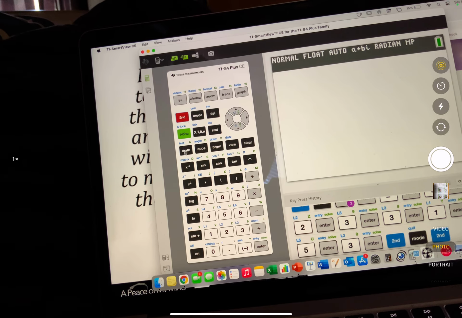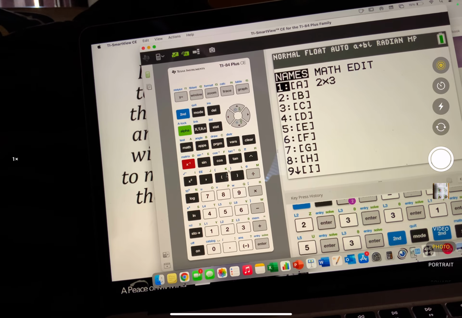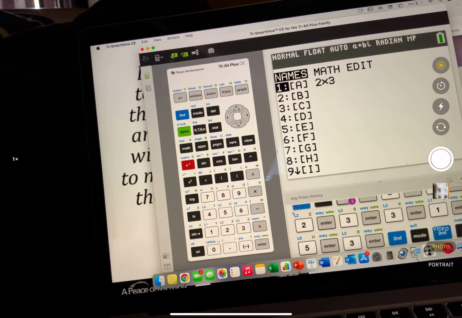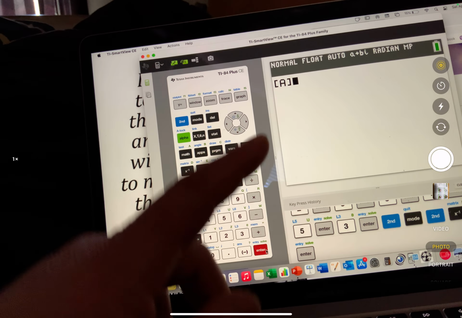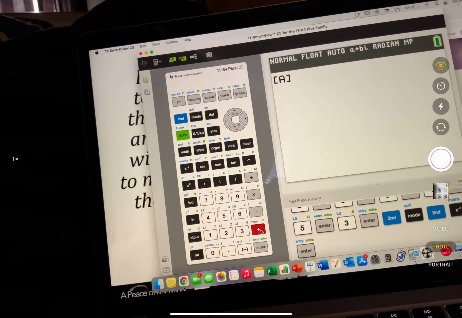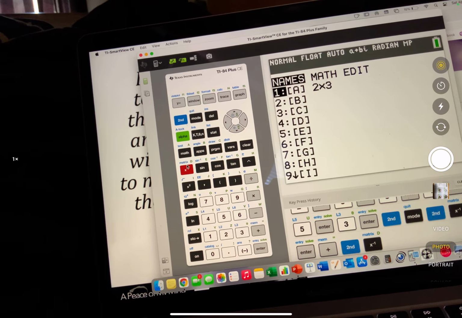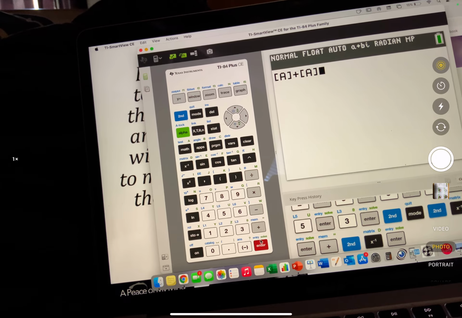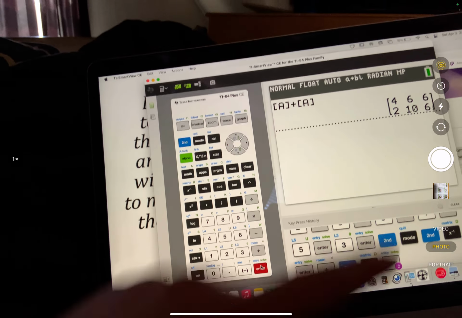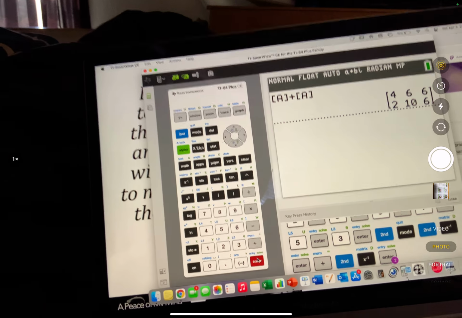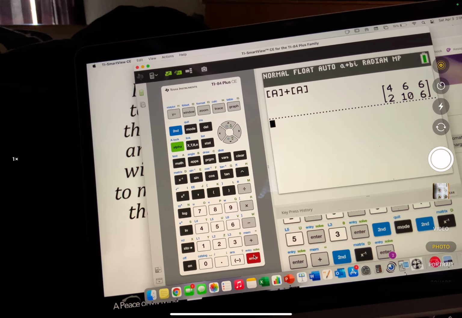Now if we want to use that matrix, we go back in, see how there's numbers by A. If I hit enter, it's going to put A there. So maybe I want to do A plus A, because I don't have any others saved in here yet. You just do it again, hit enter, and it gives you a matrix as the answer. So that's how you can do your matrices on your graphing calculator.